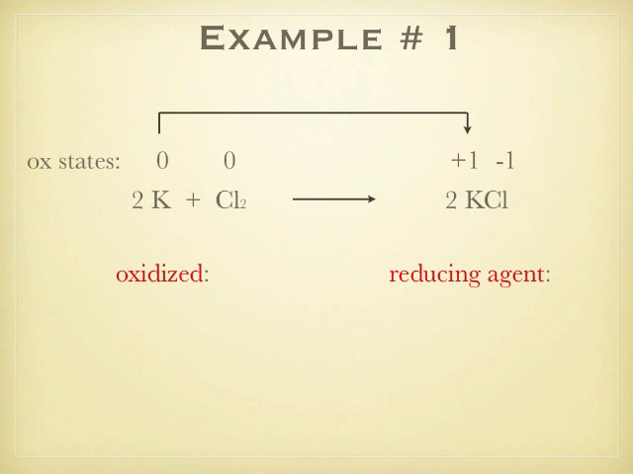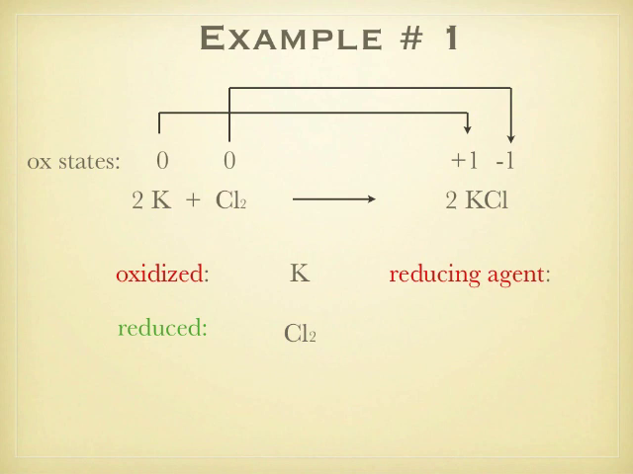So what's going on here? The potassium is changing. It's going from 0 to +1. It's getting more positive, which means it lost electrons and it's oxidized. It is also the reducing agent. The chlorine, on the other hand, is becoming more negative, so it's being reduced, which means that it is also the oxidizing agent.